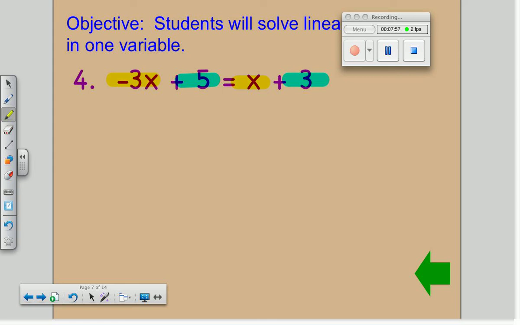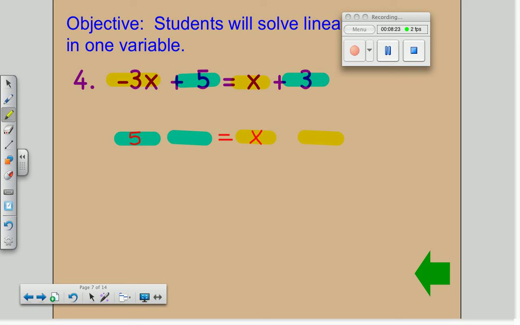I want my x's on one side, and it doesn't matter what side I put them on. But I'm going to move this negative 3x because then it'll be plus 3x. And adding is easier for me. So I'm going to put mine over there. And then my blue ones, my constant terms, I'm going to put here, and they'll be equal. Here we go. My 5 is already here, so I'm going to keep my 5 here. My x is already here, so I'm going to keep my x here.